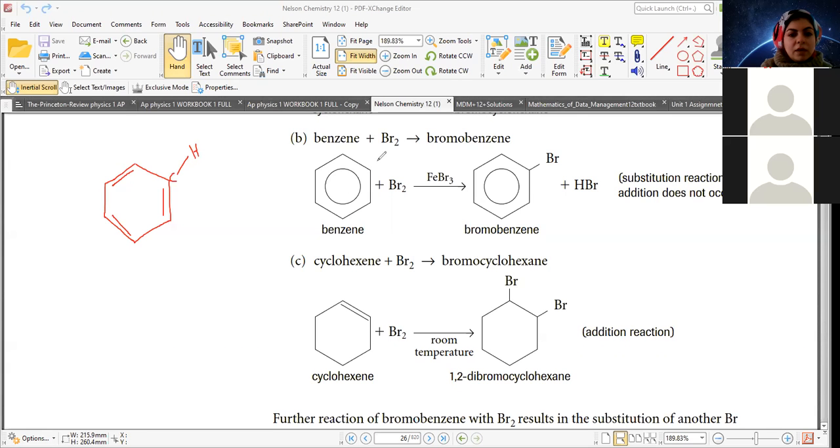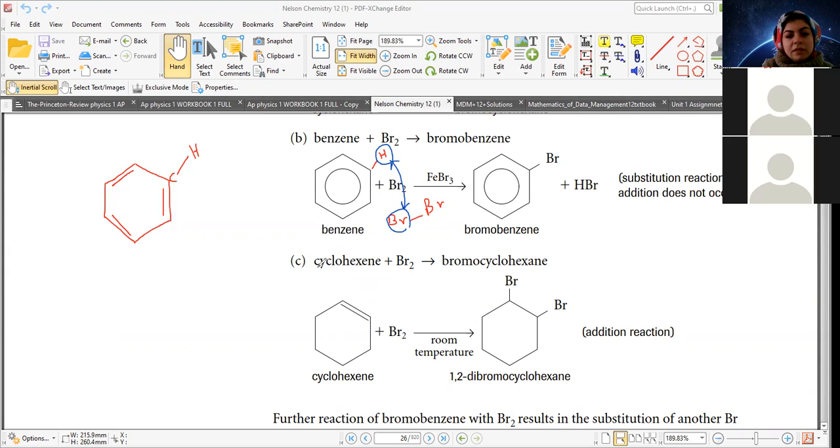So when you have 1 hydrogen here again, and the Br2 is 2 Br attached to each other. So what is happening is just H and Br will exchange. The H comes here, Br comes here. So again, in this reaction, you need FeBr3 as a catalyst for this to happen. So Br attached here and you have HBr.